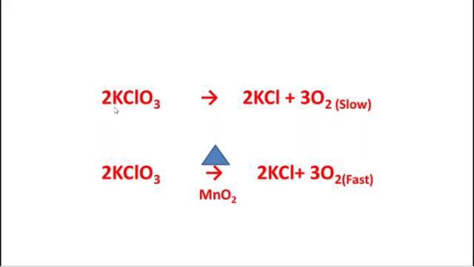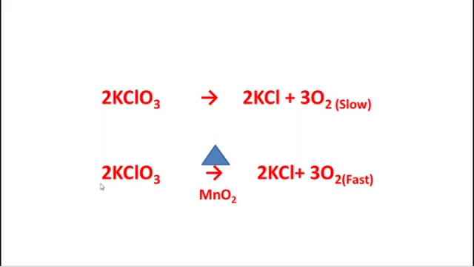2KClO3, potassium chlorate, at normal temperature, room temperature, the reaction is slow. A small amount of oxygen gas is liberated. So potassium chlorate at room temperature forms potassium chloride and oxygen gas is liberated. The rate of the reaction is slow.